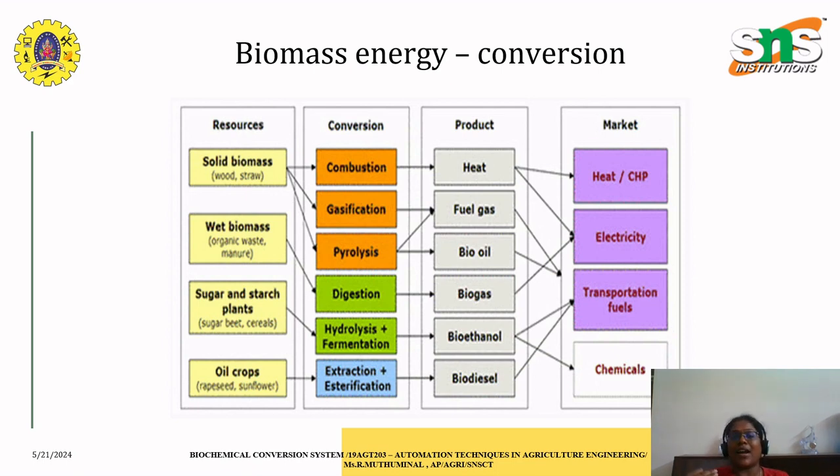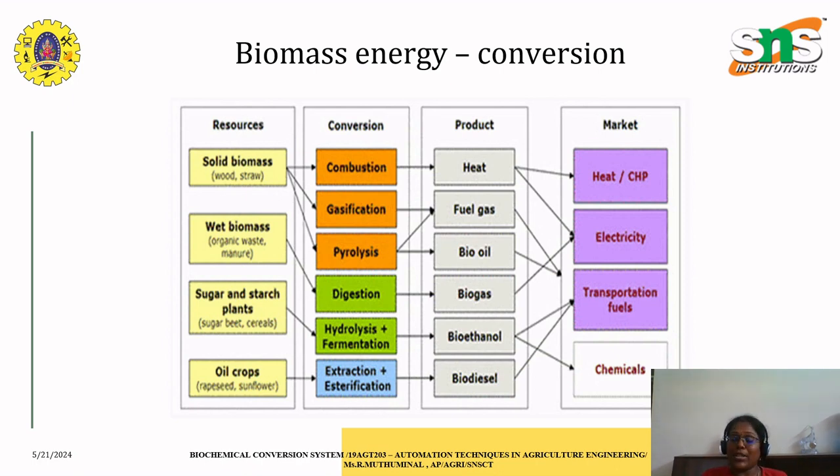The first conversion methods that are involved in converting the basic resources are combustion, gasification and pyrolysis. These three conversion methods involve heat treatment. That is, after combusting the wood and straw, the product which we get from combustion will be heat. And after the biomass goes through gasification and pyrolysis, the product which we get from these two conversion methods is going to be fuel gas or bio oil.